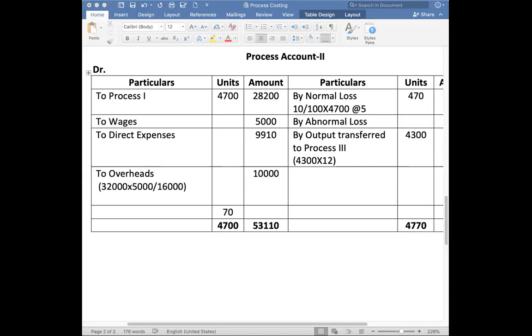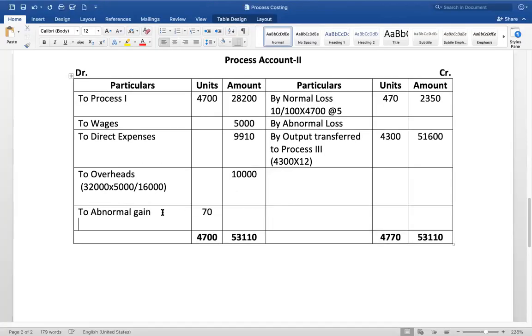If it was abnormal loss there, this is abnormal gain now. Yes or no? It is abnormal gain. And what is the cost of this? 70 units is abnormal gain. What is the value of this abnormal gain?